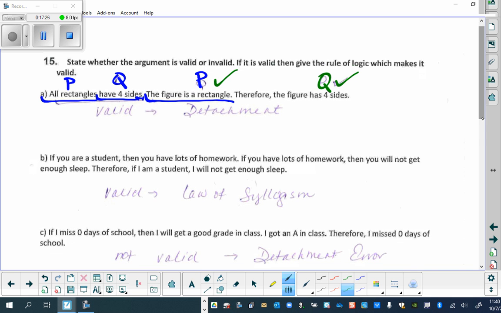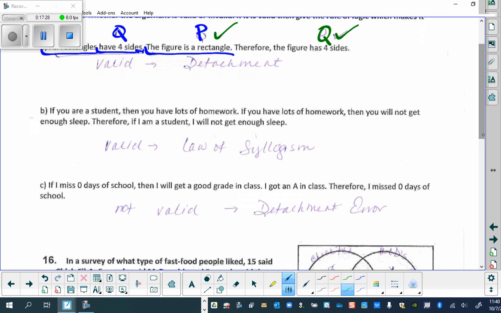If you're a student, you have lots of homework. If you have lots of homework, then you will not get enough sleep. This lots of homework is in the conclusion and hypothesis. So what I can do is go ahead and know if I'm a student, then I'm not going to get enough sleep. That's going to be a valid argument for the law of syllogism.